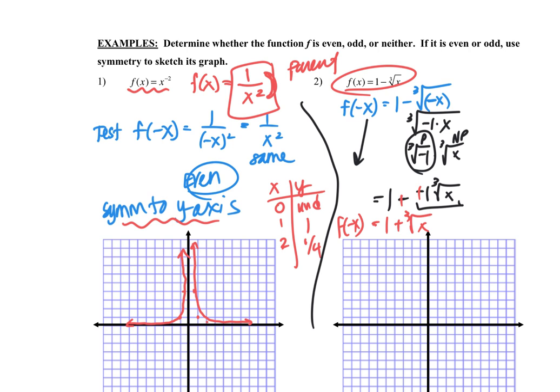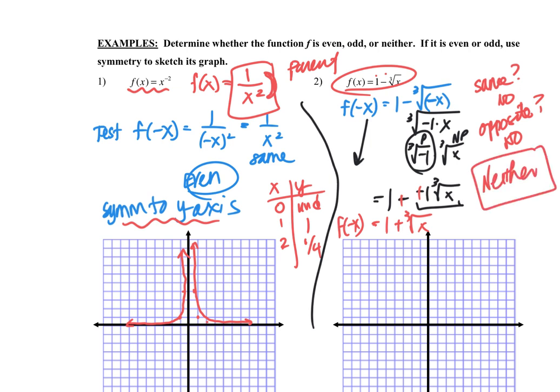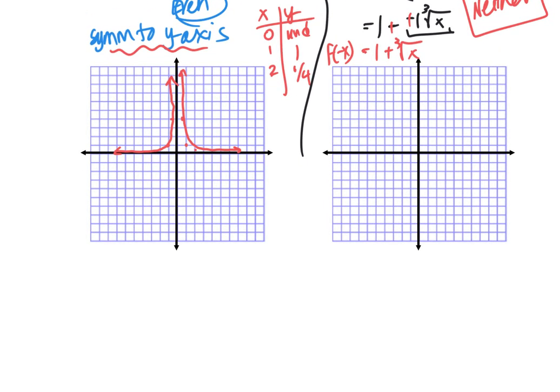How does that compare to my original function? Is it exactly the same? No. Is it exactly opposite? No, because I have a positive and a negative. Here I have two positives. So this function is neither even nor odd, and therefore I don't have to graph this one.